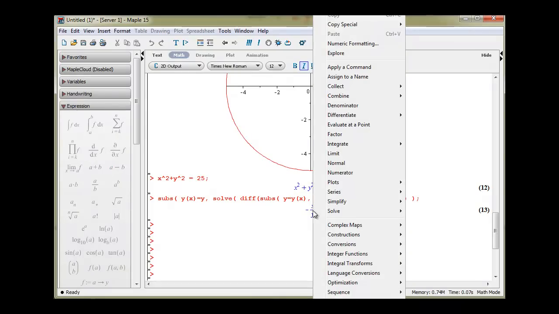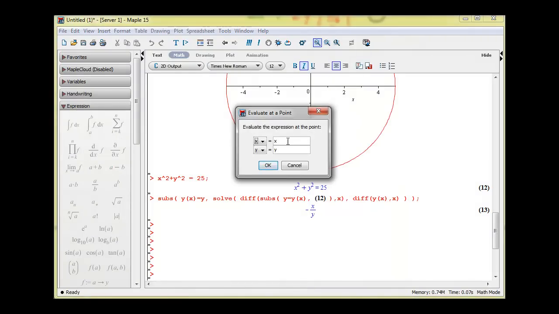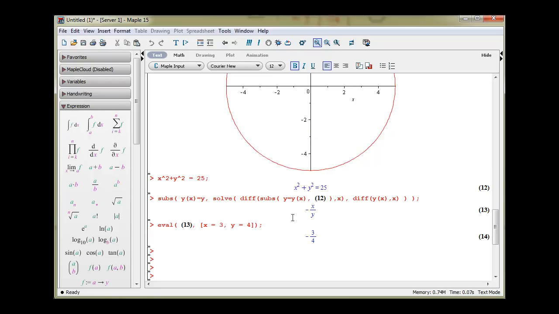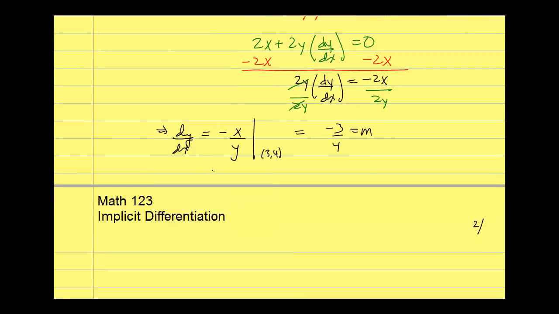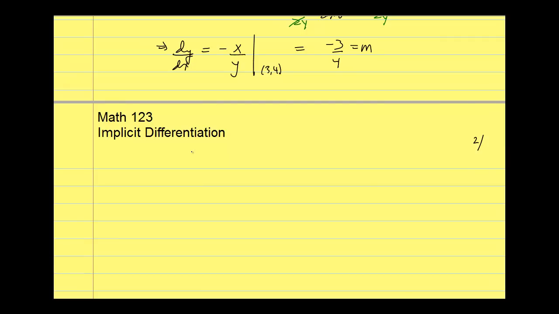Now, if we right-click on this, I should be able to evaluate these at our values for x and y. If I remember correctly, we used 3 for x and 4 for y. And we get negative 3/4 just like we did in our problem that we did out by hand. Now I could also find the equation of a tangent line. So let's go ahead and pop back to our lecture, and I'll copy and paste this into the lecture in a second. But for now, I want to find the equation of a tangent line at the point (3, 4).